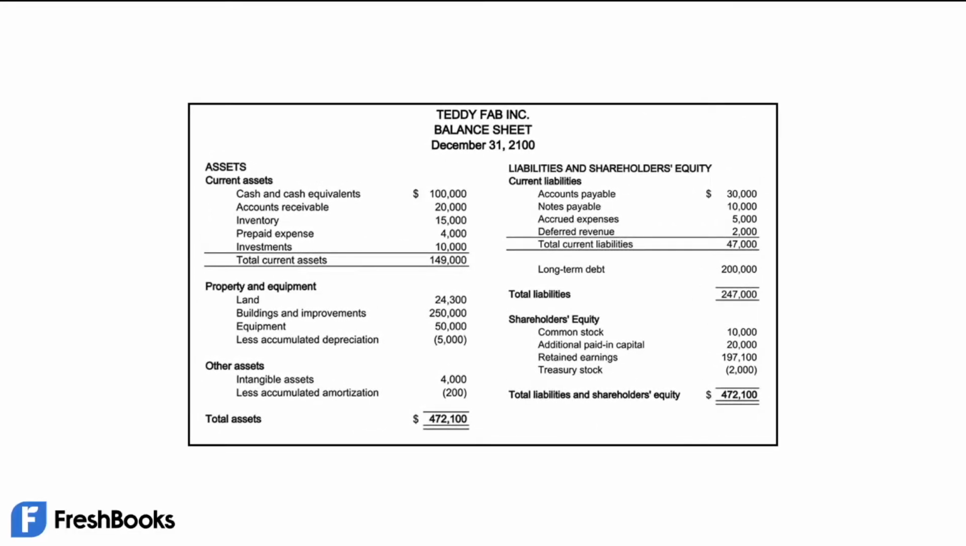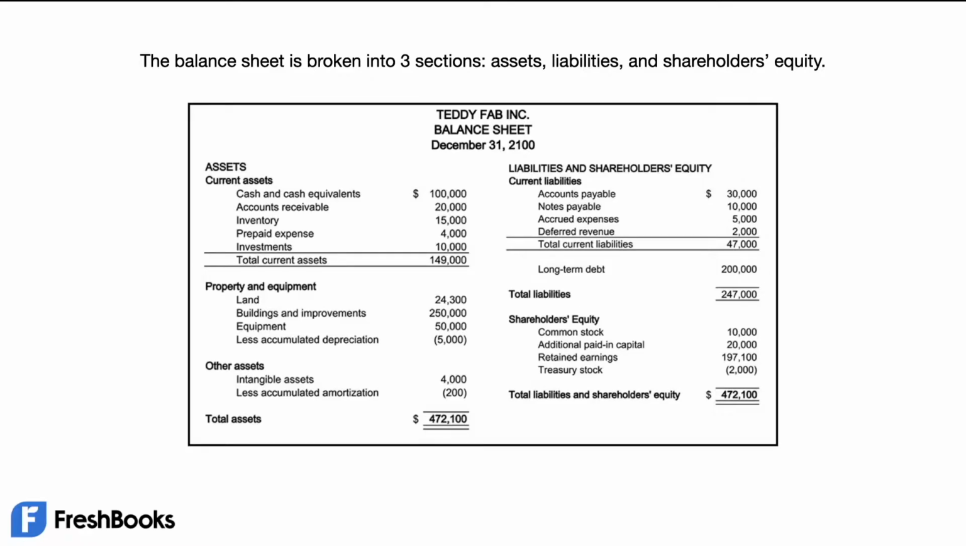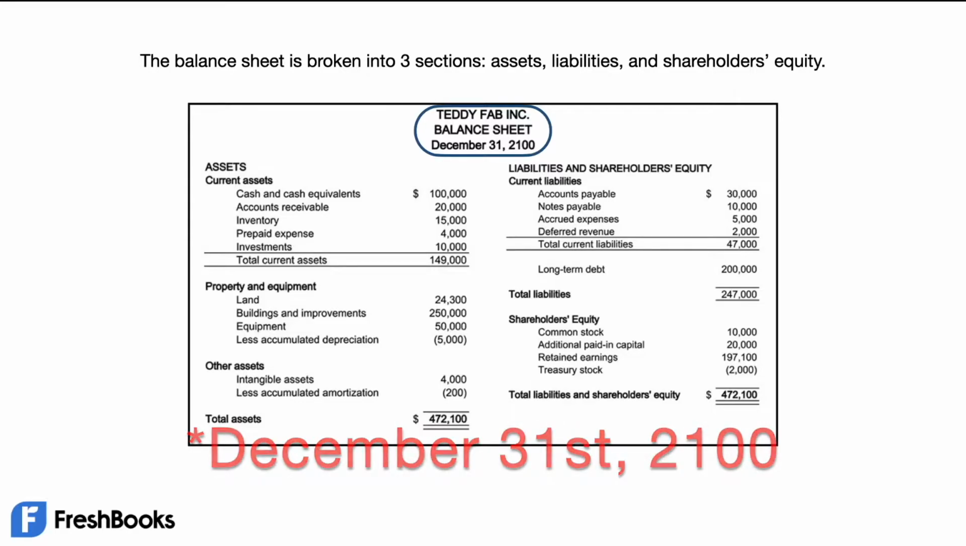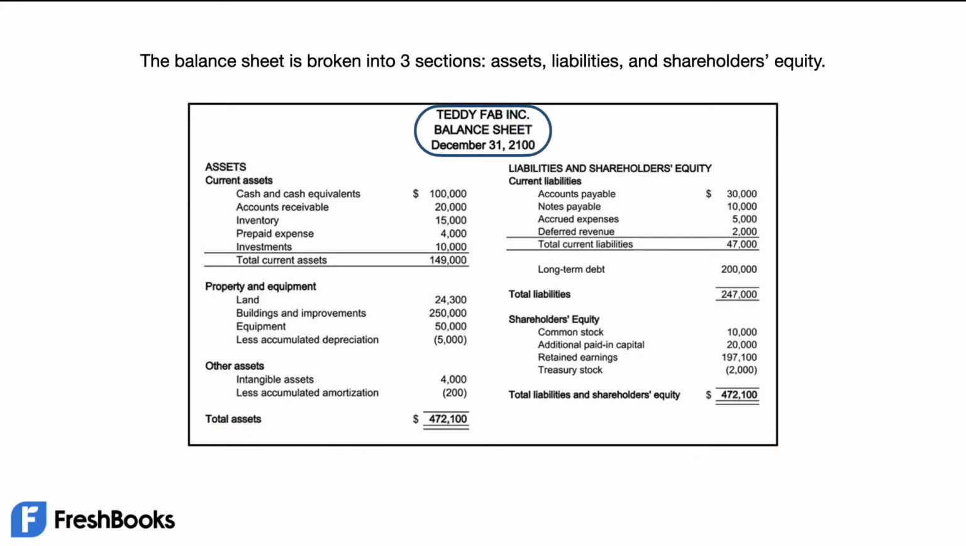So again, make sure that you remember that the balance sheet is broken into three sections: assets, liabilities, and shareholders' equity. The one we'll be looking at today is the balance sheet of a fictional company called Teddy Fab Inc. for the date December 1st, 2100. This sample comes courtesy of FreshBooks as part of their instructional material, and I chose it because of how simple and straightforward it is. Let's get started.